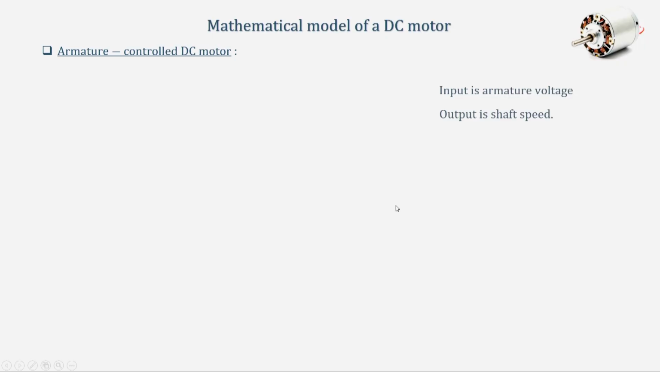So, here we will be dealing with armature control DC motor. In an armature control DC motor, the first question that we should ask, again we are trying to find out the transfer function, remember. So, what is the input, what is the output?